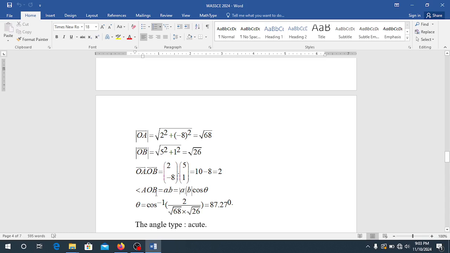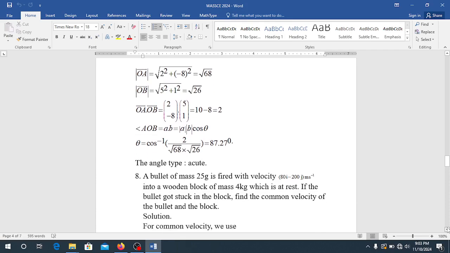Now, finding it using the dot product formula that you can see here. Theta is going to be cos inverse of the dot product over the product of their magnitudes, and that will give us 87.27 degrees. We have to state the type of angle it is. So the angle type is what? It is an acute angle since it is less than 90 degrees.